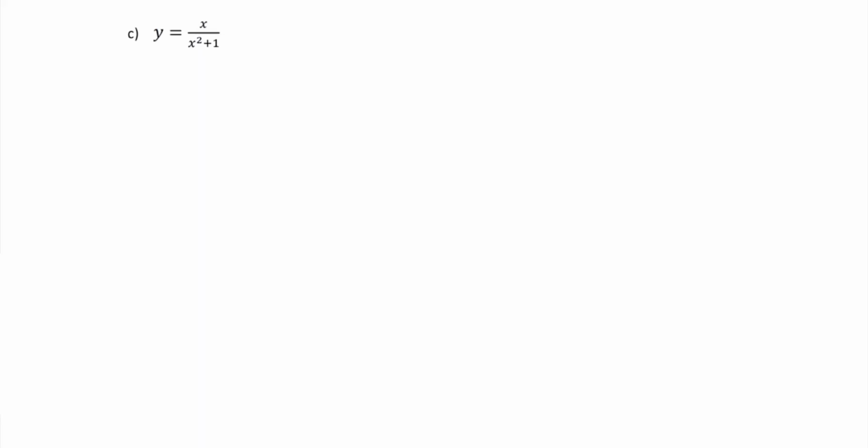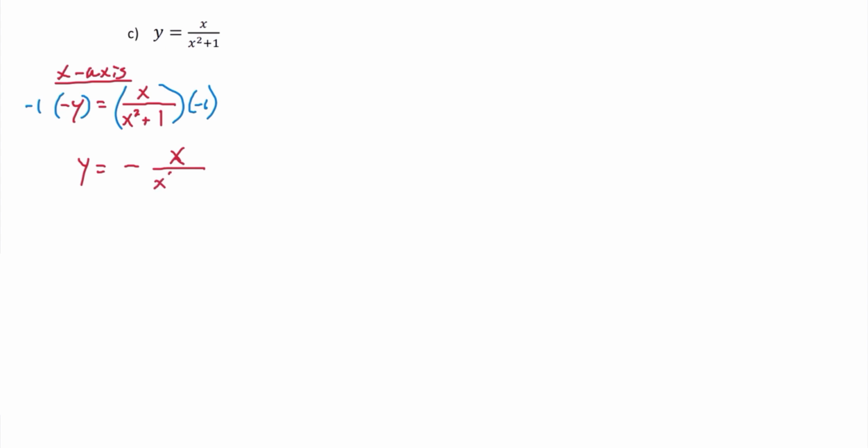Finally, in this example, we again want to test the x-axis for symmetry first. We will replace y with negative y. Keep the x's as they are for now. Let's try to get y by itself by multiplying by -1 on both sides. We get y equals negative x over x squared plus 1, which is not equivalent to the original, so we do not have symmetry about the x-axis.